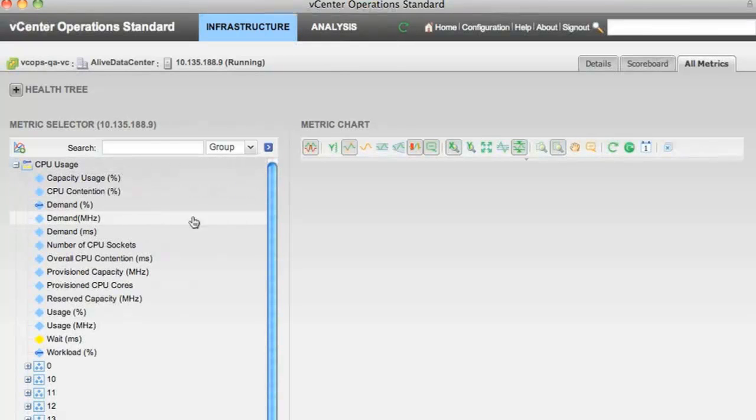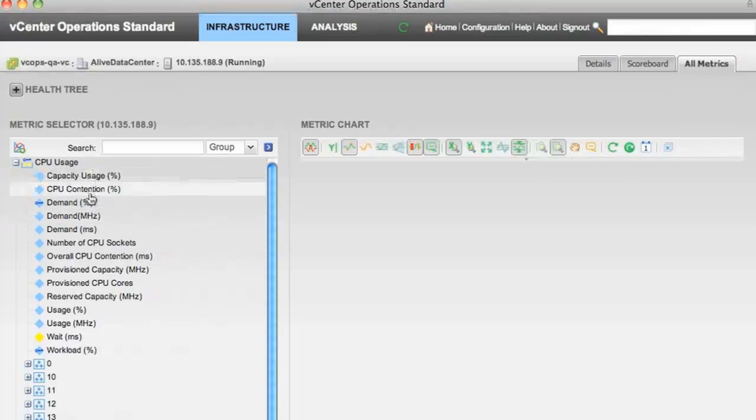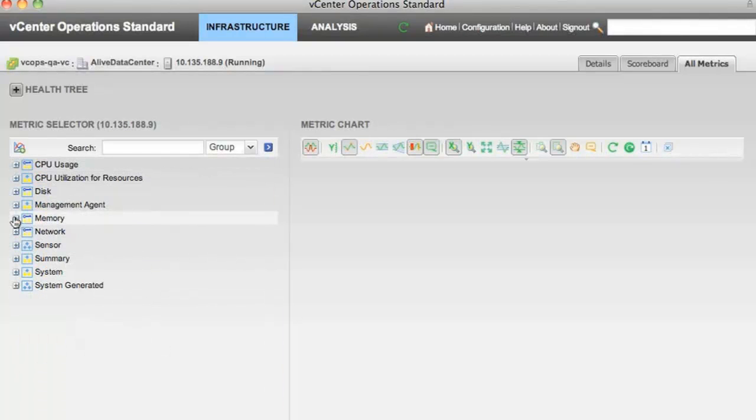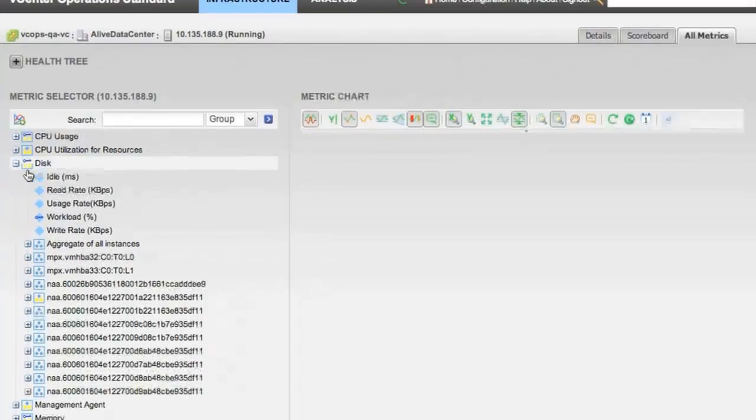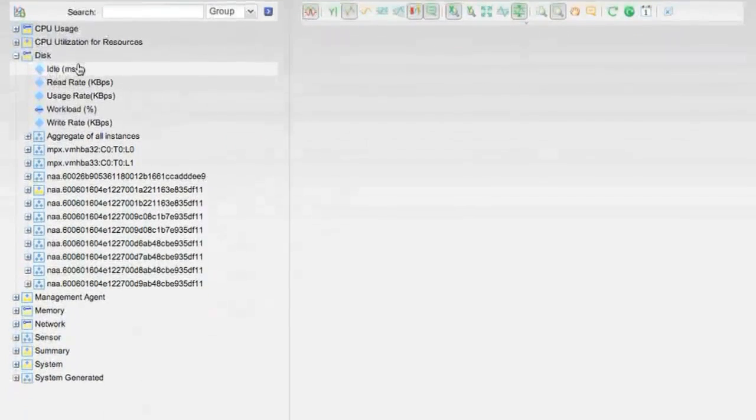So we see CPU usage stats, not only for the object as a whole, but broken down by each individual CPU. We also show memory, network, so on and so forth. Many of these stats we get directly from ESX. Some of them we derive and create based on that data that we get from ESX. Now, you'll notice that some of these metrics are completely blue, while others have a little bit of yellow in them.